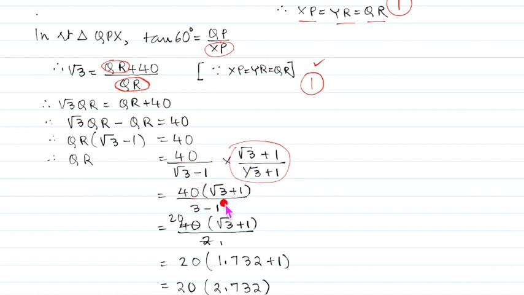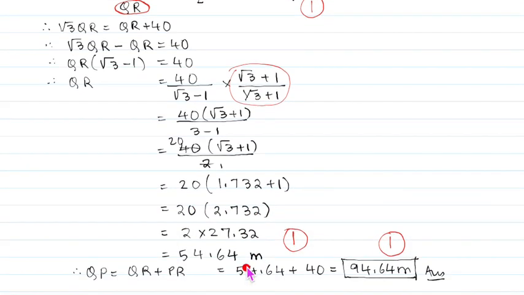Okay, so 40 into this is equal to, now this is your like a minus b, a plus b, so that becomes your 3 minus 1, which is 2. 2 cancels here 20 times. 20 into, now substitute 1.732 plus 1, that will be 20 into 2.732. So that gives us 2 into, I use this 0 to shift the decimal, 0.2732 will now be multiplied by 2 gives 54.64 meters. But you are asked QP.